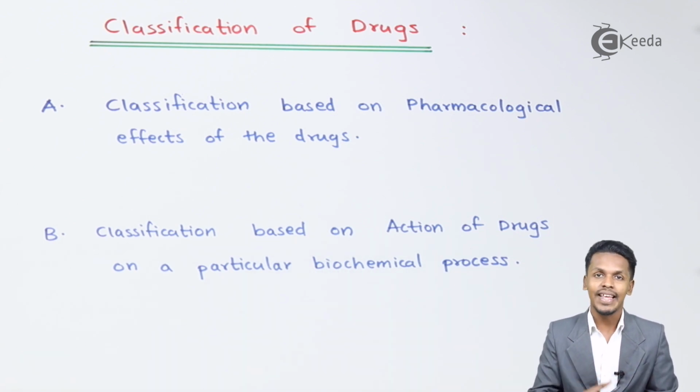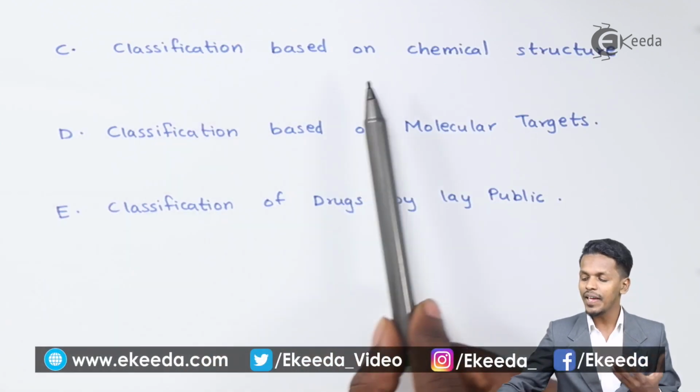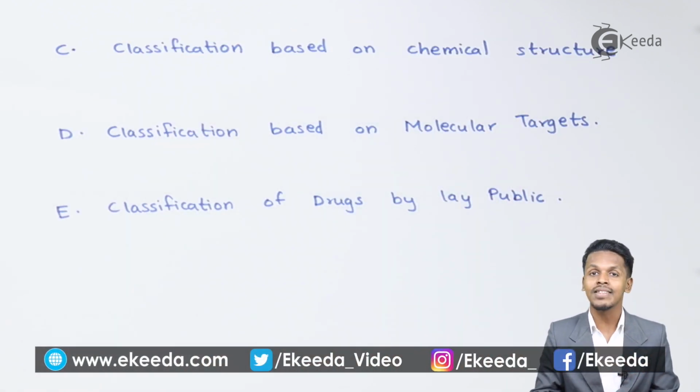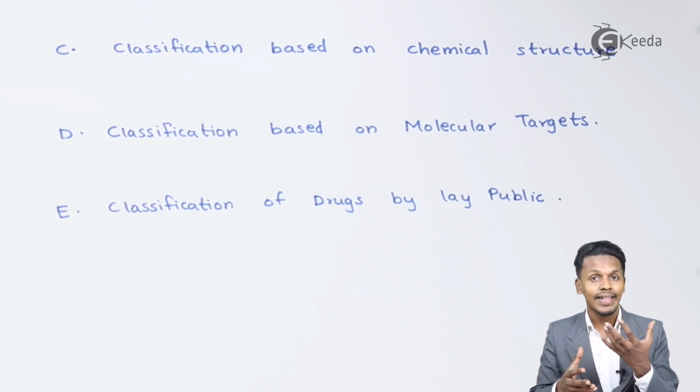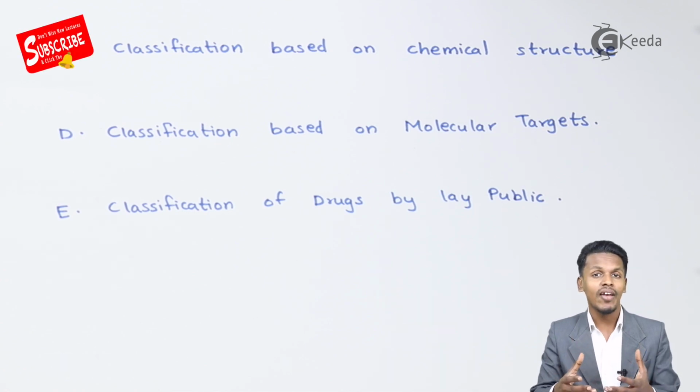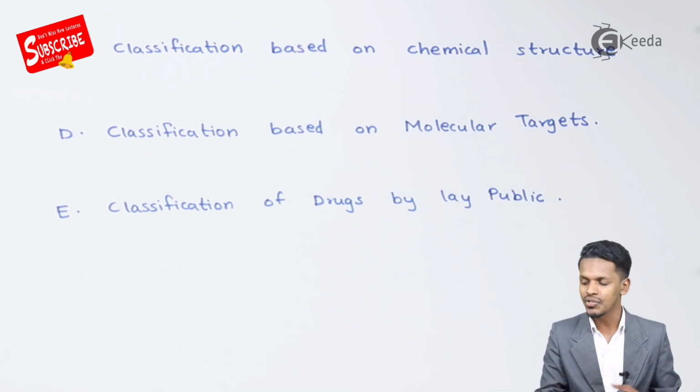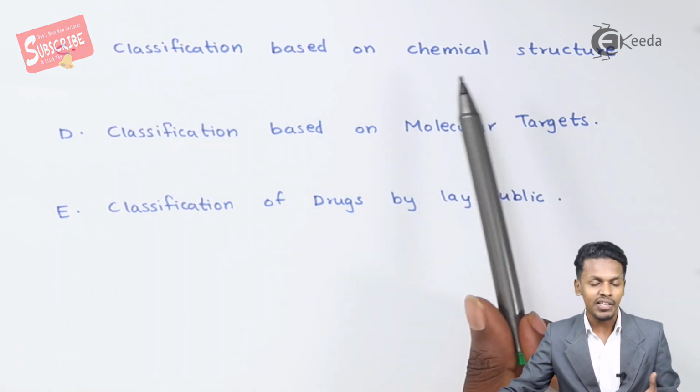Talking about the next one, we have classification based on the chemical structure. We understand that there are multiple drugs, which have different functional groups and different structures. That's the reason some chemicals are made up of proteins, some would have an alcoholic OH in the structure, some would have a phenolic structure, and some would have an aldehyde group or ketone group. So based on the chemical structure, drugs are classified.